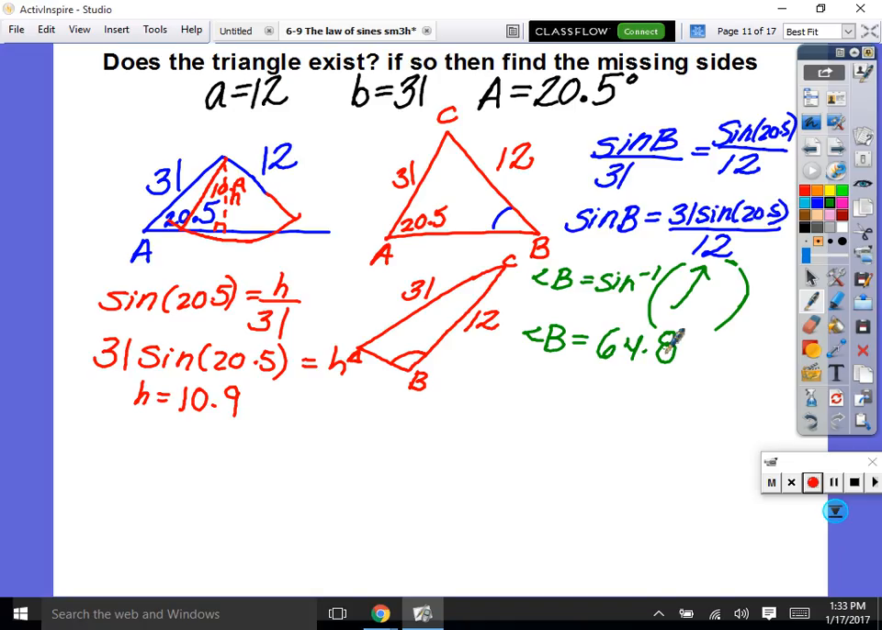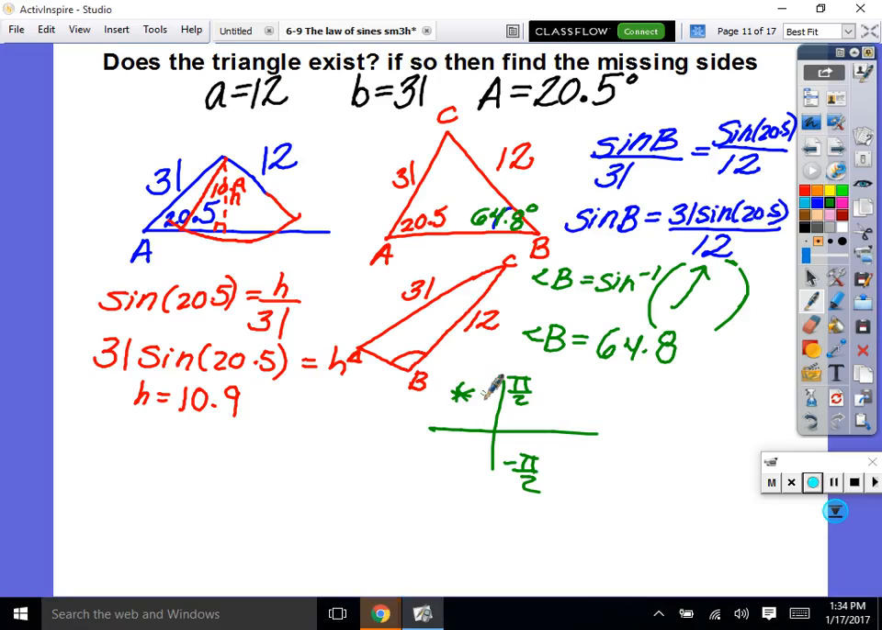Is that an acute angle or an obtuse? It's acute. So that's going to go right here, 64.8. If we type into our calculator sine inverse of something, it's always going to give us the acute answer. Why? Because remember back to sine inverse, it has an output between positive pi halves and negative pi halves, right? So won't our outputs always be acute here? Your calculator is never going to give you an output over here.